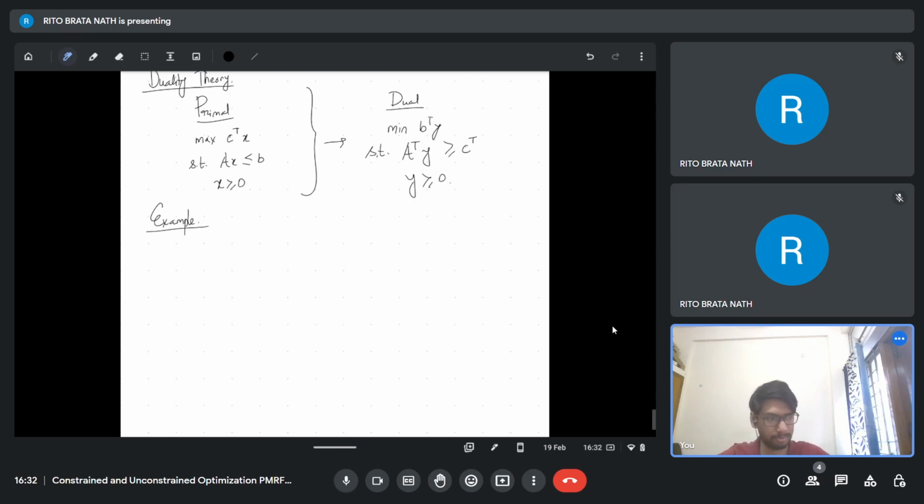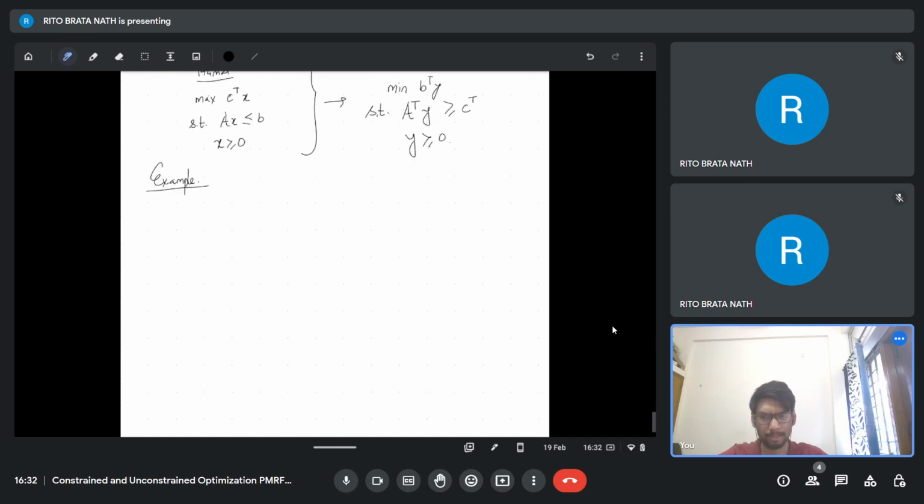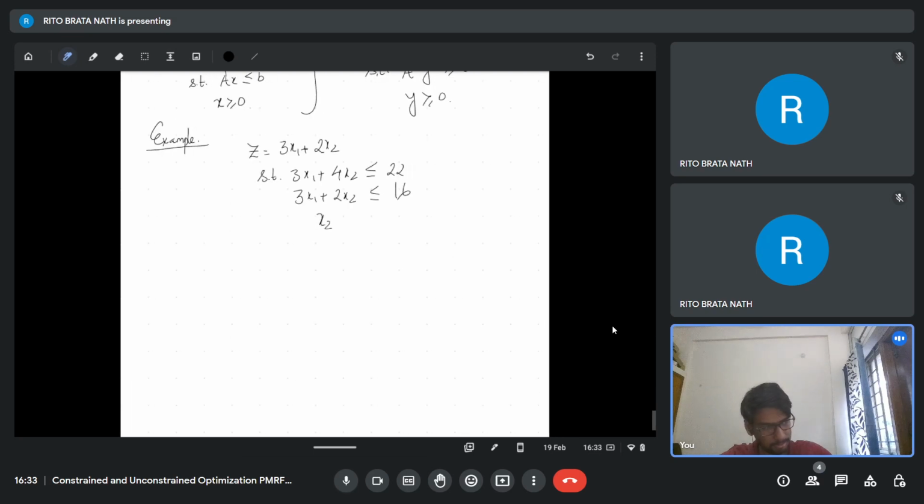And also the dual of the dual is the primal itself, right? Okay, so to give you an example, this is max x1 plus 2x2 subject to x1 plus 4x2 less than or equal to 22, and 3x1 plus 2x2 less than or equal to 16, x2 less than or equal to 3, x1, x2 greater than or equal to 0.